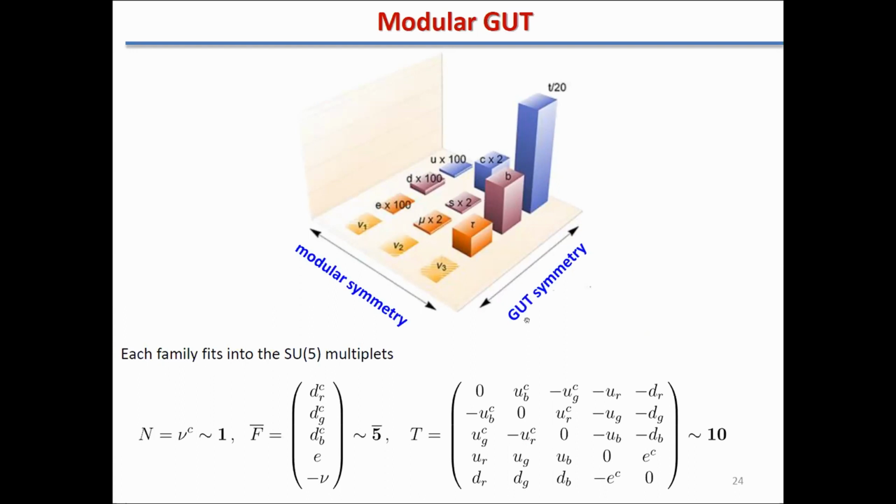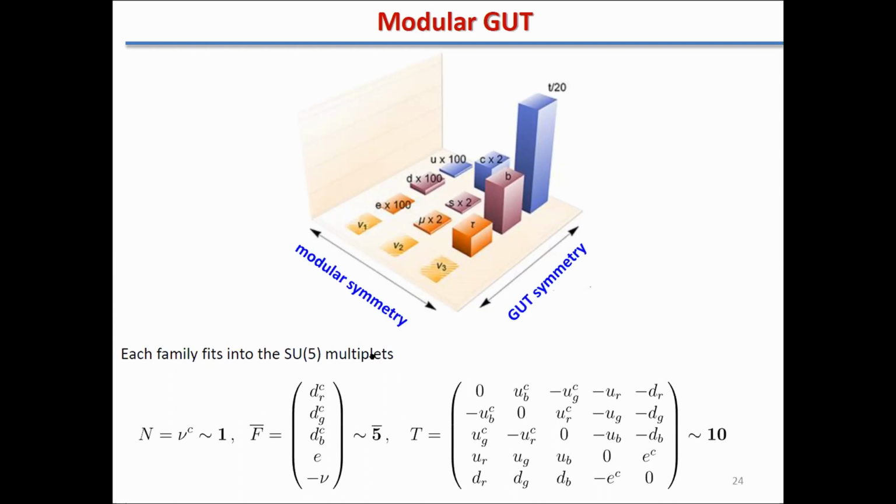So the GUT symmetry works within each generation of fermions, and the modular symmetry relates different generations of fermions. We work in SU(5) GUT. In SU(5) GUT, each family of fermions is unified into 2 multiplets: the 5-bar multiplet, F-bar, and the 10 multiplet, T.